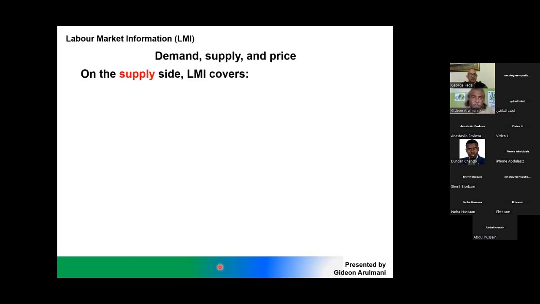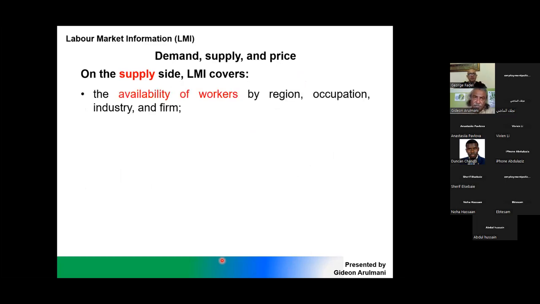Okay, going back to an earlier point. On the supply side, LMI covers the availability of workers by region, occupation, industry, and firm. So LMI is a database. If you go into the labor market information system of Bahrain, if it's a good system, you should be able to see how many workers are available in this country. In which region are they available? What are their occupations? How many doctors are there? How many lawyers? How many engineers? In which areas are there very few workers? This is what the supply side of labor market information should give us.